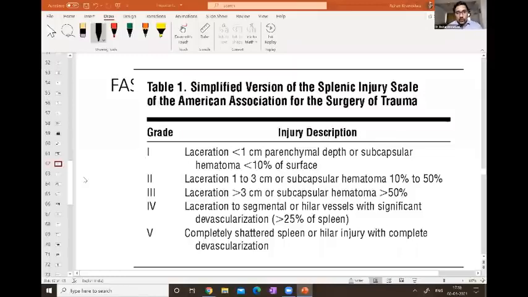So you should know the grades of splenic trauma. These are important for the exam. I only want you to remember the grades of splenic trauma, not the other organs. This is the management of splenic trauma.